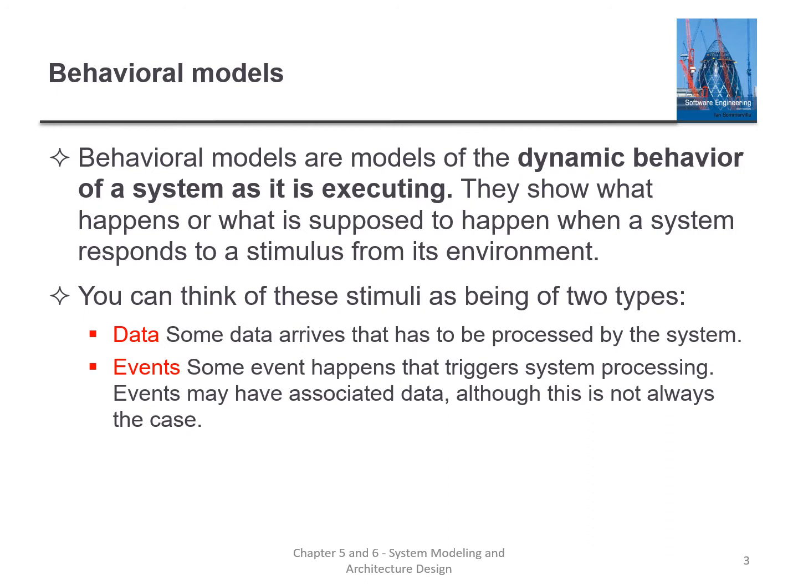Let's say somebody clicks a specific button on the screen, what will happen? This dynamic behavior model is meant to show what happens if something is clicked and so on. You can think of stimuli as being of two types: some data arrives that has to be processed, or an event. An event is something that triggers something to happen. Sometimes it is because the user clicks something on the page, or because of a certain time. For example, in a payroll system, every month at a certain date, it will trigger the system to print the payslip.